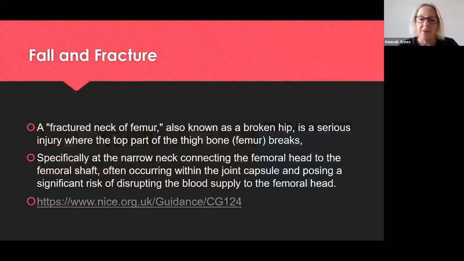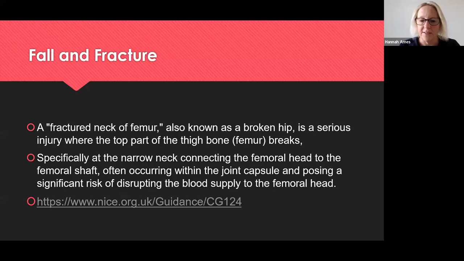So normally in this scenario, the fracture is a fractured neck of femur. The patient has had a fall, maybe at home or outside the home, and they have broken their hip. You could potentially have other types of fractures, but this is the most common one that we see. What happens is there is a fracture basically from the femoral head to the femoral shaft occurring within the joint capsule. And there's the risk here really of disrupting the blood supply to the femoral head and getting avascular necrosis. So that's one of the risks with it.